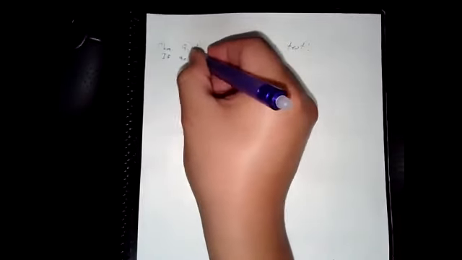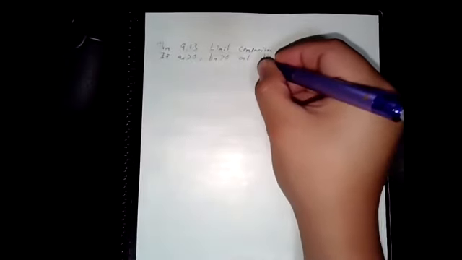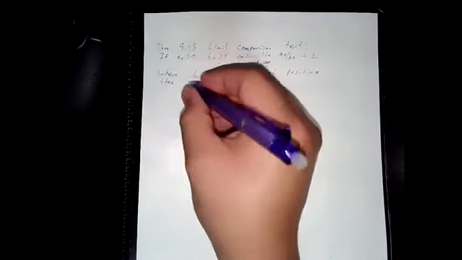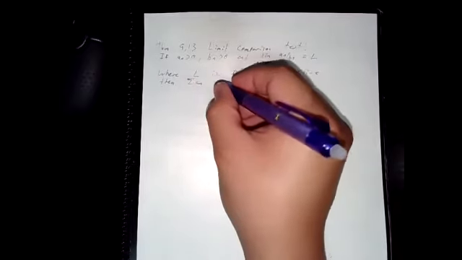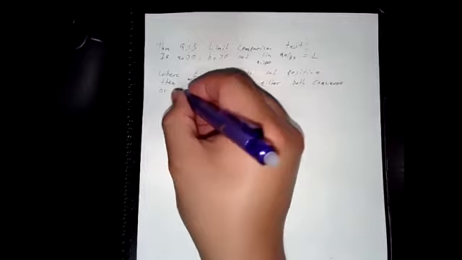So if a sub n is greater than 0, b sub n is greater than 0, and the limit as n approaches infinity of an over bn is equal to L, where L is finite and positive, then the series a sub n and the series b sub n either both converge or diverge.